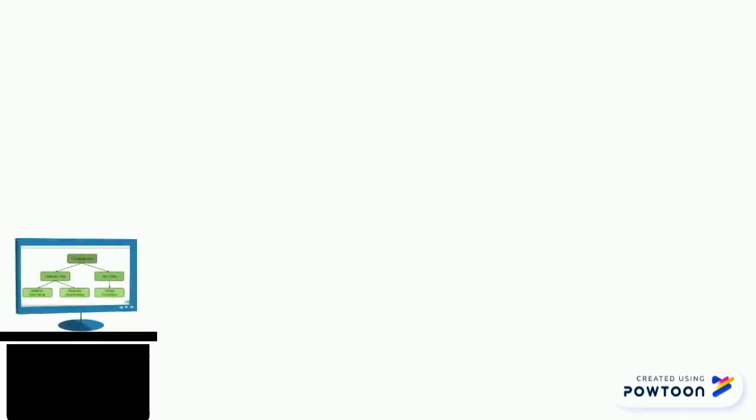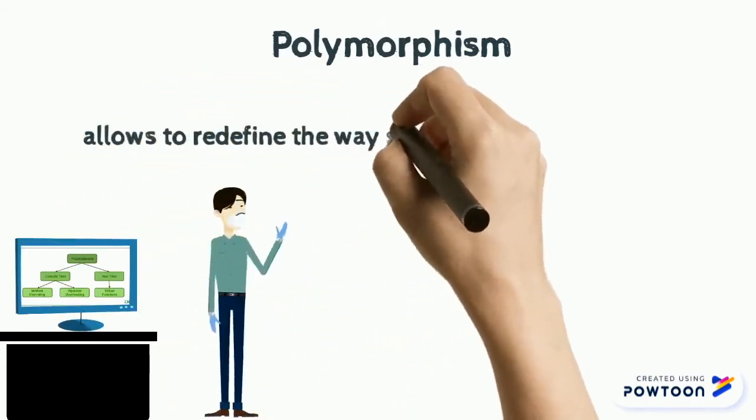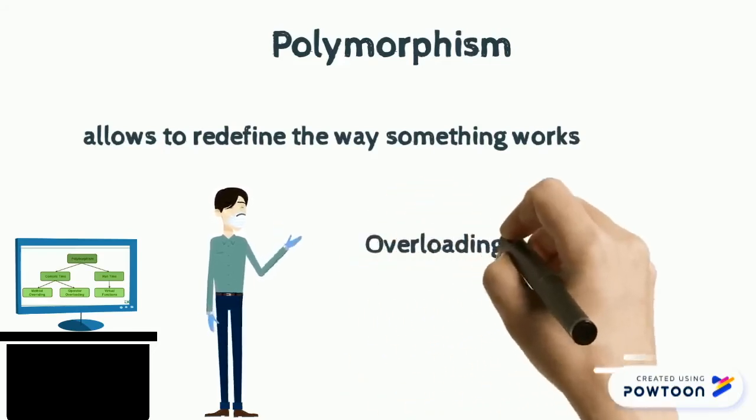The last one is polymorphism. Polymorphism is a concept which allows us to redefine the way something works by either changing how it is done or by changing the parts used to get it done. This can be done in two ways: overloading and overriding.